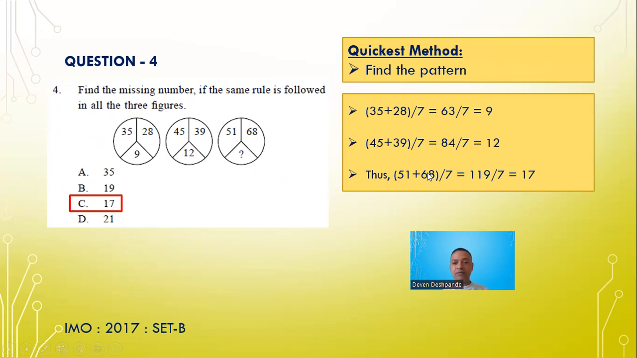Similarly, 51 plus 68, divided by 7, because you have to sum the top two numbers and divide the sum by 7. 51 plus 68 is 119. Divided by 7, it will be 17. So the answer here is 17.